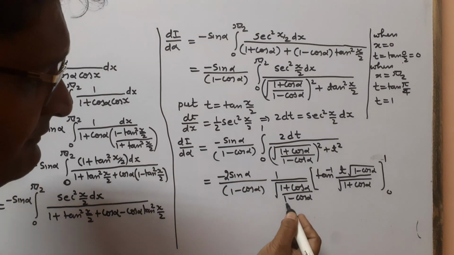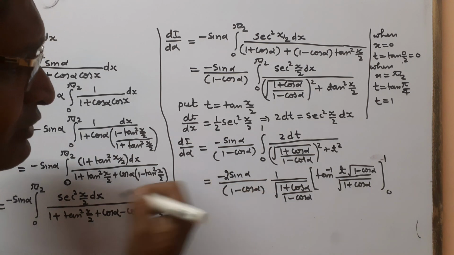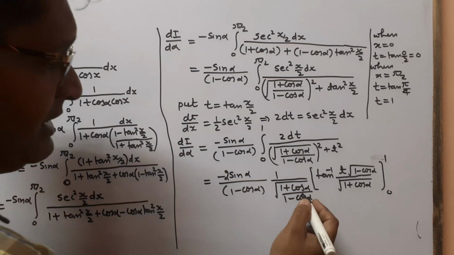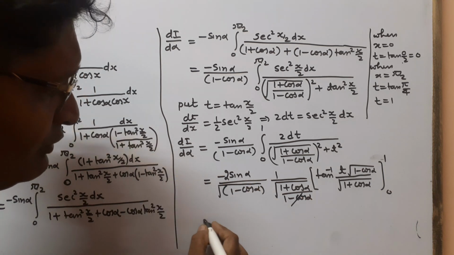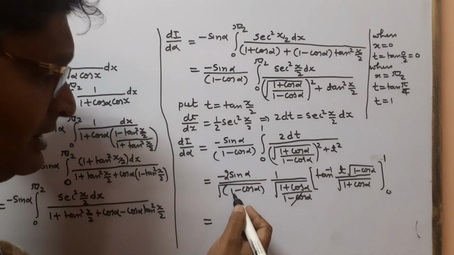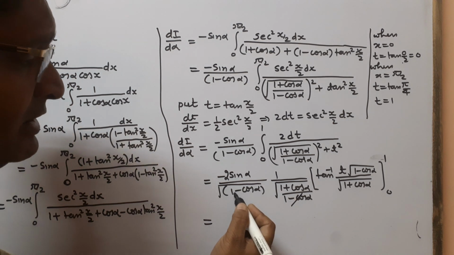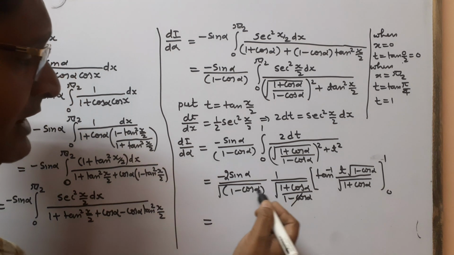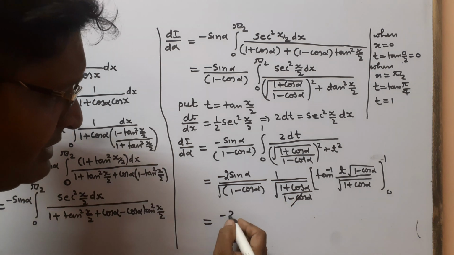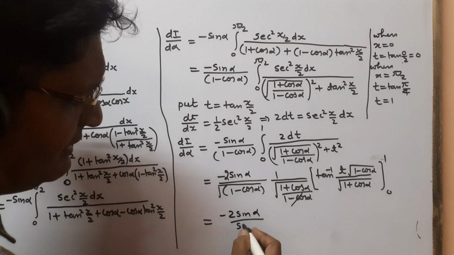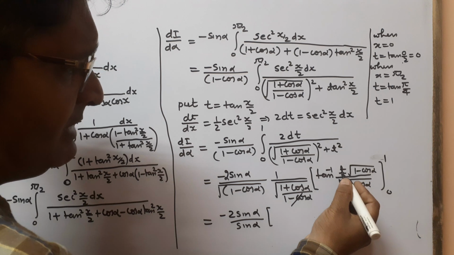Now we can see here, if we cancel this 1 minus cos alpha, there will be under root 1 minus cos alpha. So we cancel out this 1 minus cos alpha, there will be 1 under root 1 minus cos alpha. And under root 1 minus cos alpha times under root 1 plus cos alpha can be written as under root 1 minus cos square alpha. And 1 minus cos square alpha is sin square alpha. So this can be written as minus 2 sin alpha divided by sin alpha. And here we apply the upper limit in place of t.